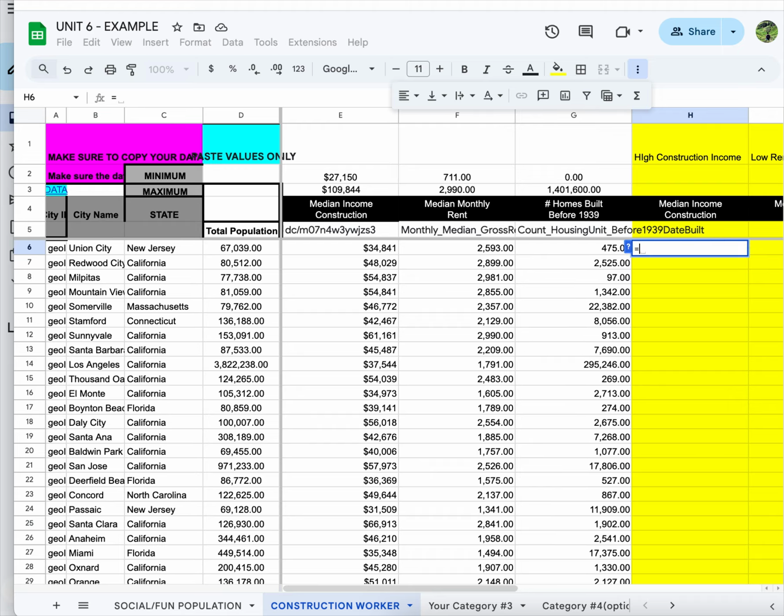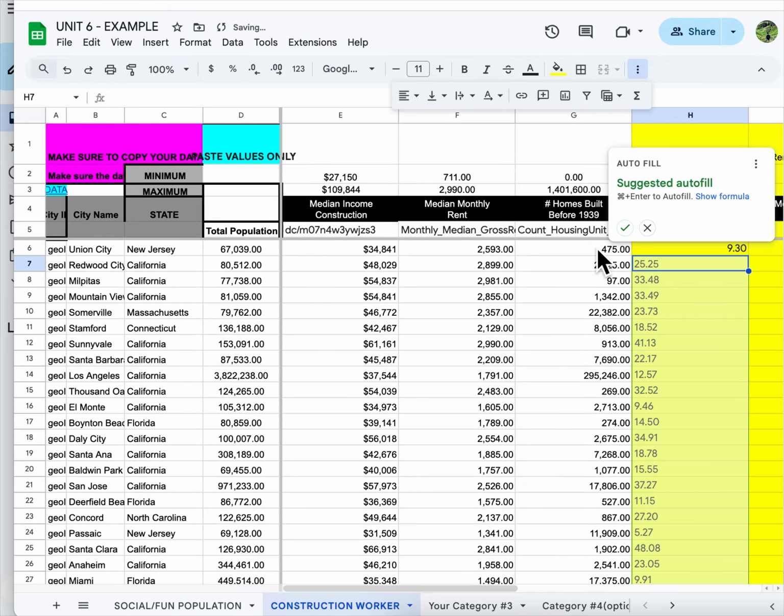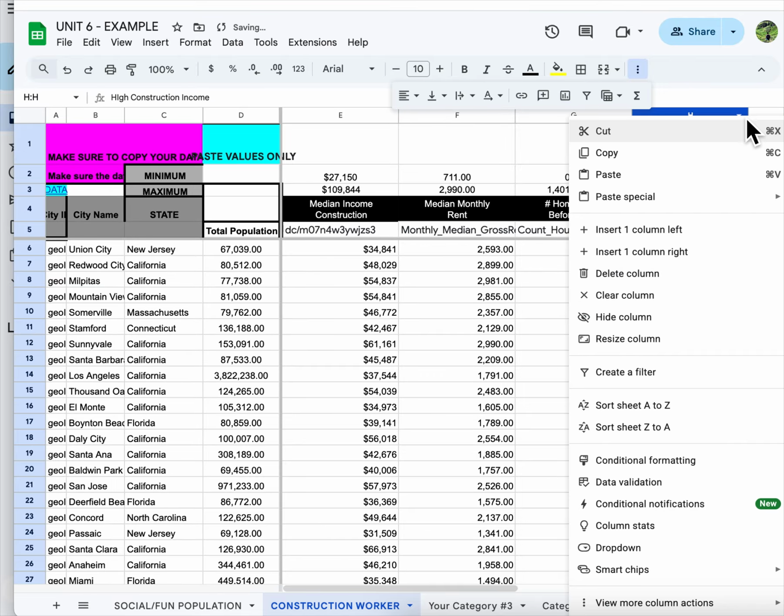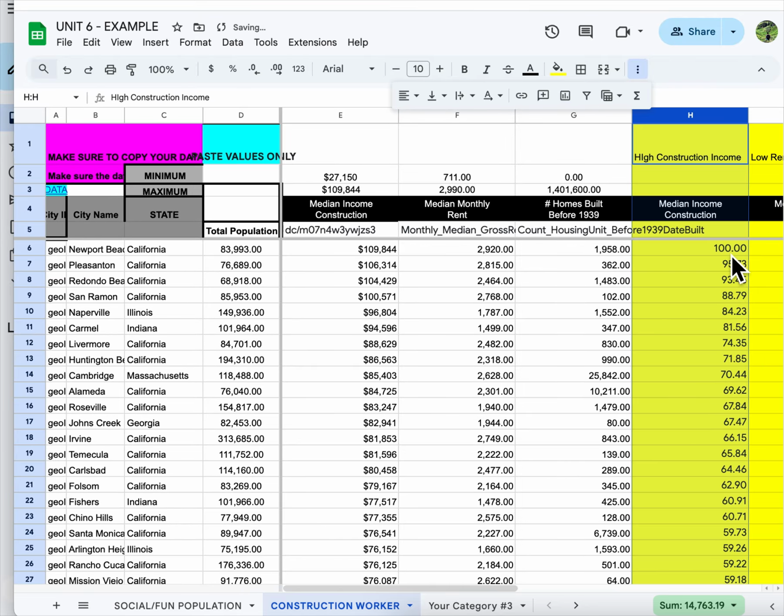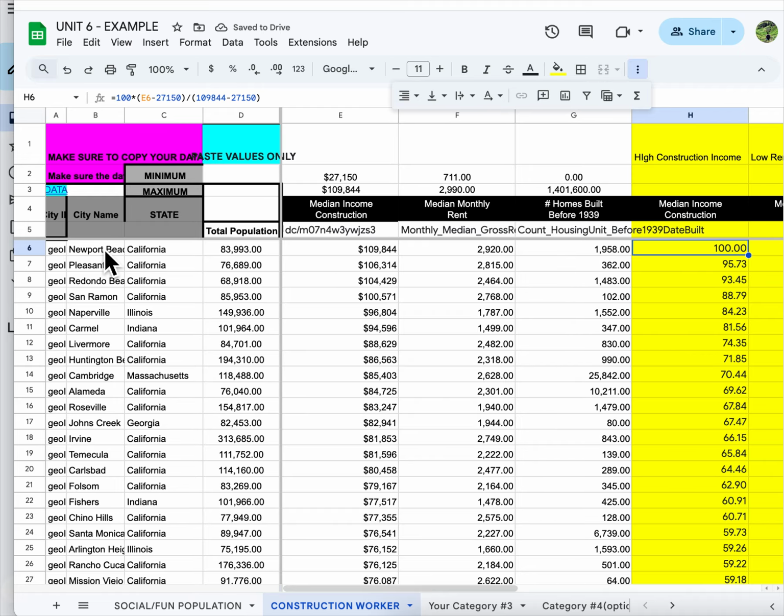So high is good, equals 100 times high income for a construction worker minus the low value, and then divided by the high minus the low, minus 27,150. Okay, so if I do that, the highest paying job is going to be in Newport Beach, a bunch of California jobs, Illinois also pretty high.